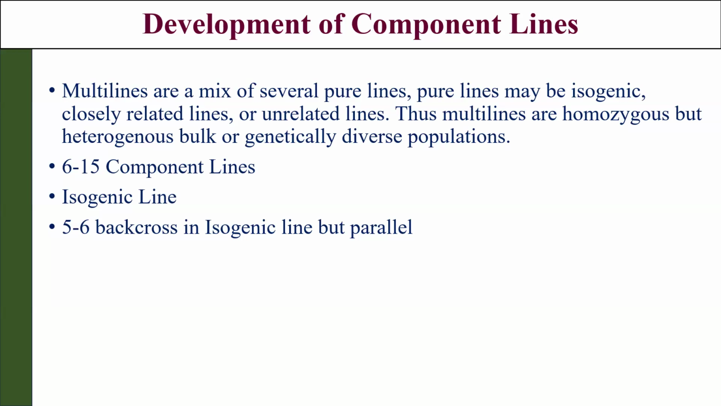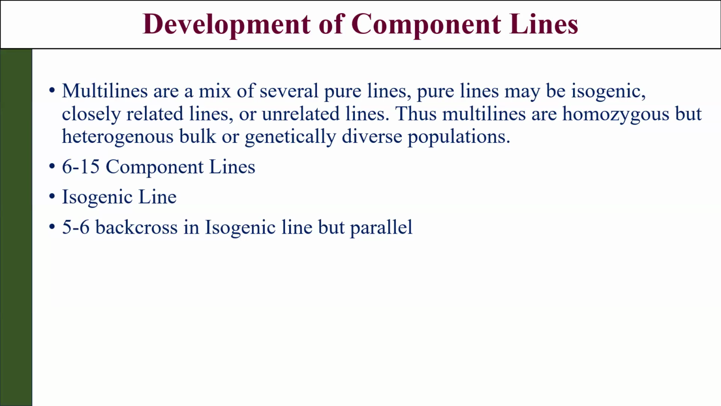It means that you have to develop pure lines first. Then they should be isogenic, or they may be closely related or unrelated lines. But when you take the population as a whole, they should have equal maturity and equal agronomic performance, and they can only differ for some resistant genes or some desirable genes. Most of the agronomic characters should be similar, even though they are unrelated lines or related lines.